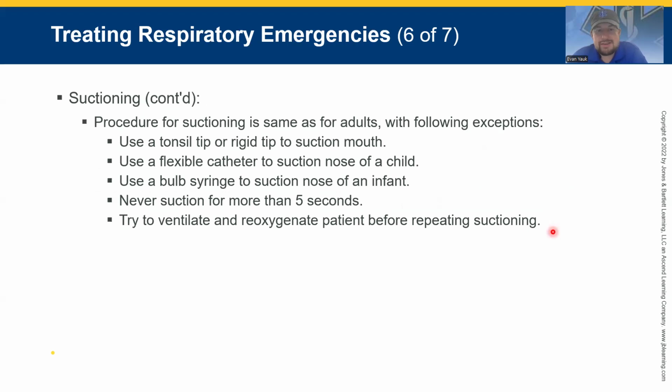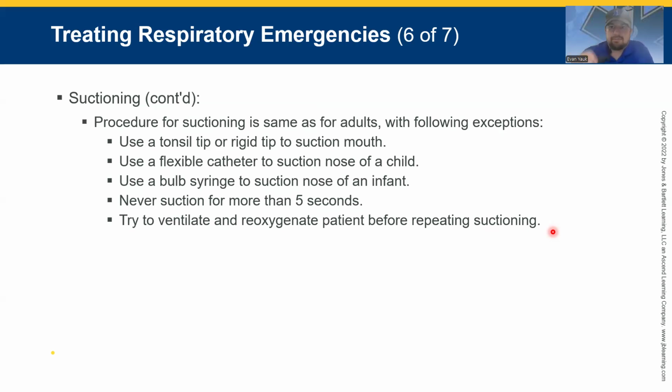The procedure for suctioning is the same as for an adult with the following exceptions. Use a tonsil tip or a rigid tip suction device. Use a flexible suction catheter to the nose of a child. Use a bulb syringe if you need to on infants. Never suction more than 5 seconds, and try to ventilate and reoxygenate the patient before repeating suction.